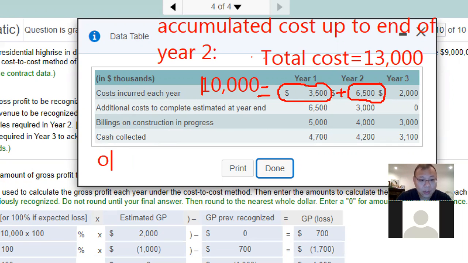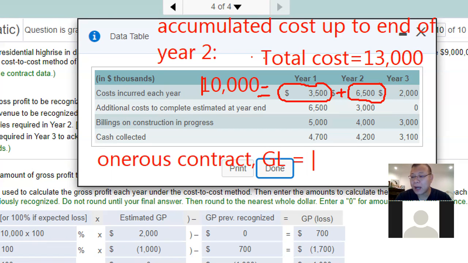Onerous contract. And the total expected loss is going to be 1 million, right? You're going to have a $1 million loss. Is that right? Okay, very good.